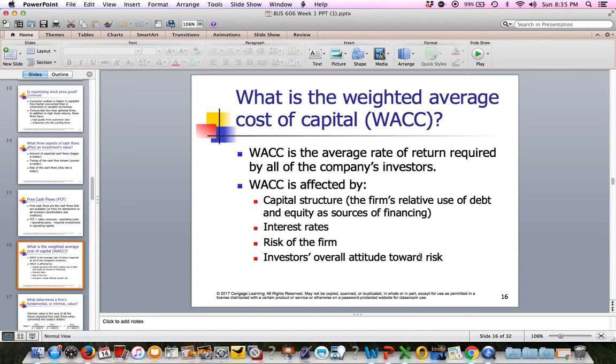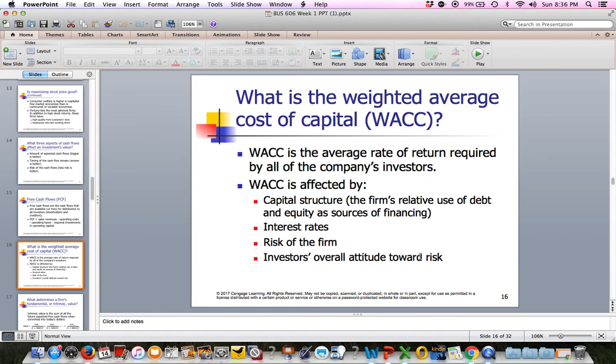How much risk does the firm have? Clearly, some businesses, some industries have more risk than others. If you were to invest in a public utility like a natural gas or electricity company, there's not a ton of risk with those because they're regulated so heavily. They've got customers who need to buy their product, so there's not a lot of risk.